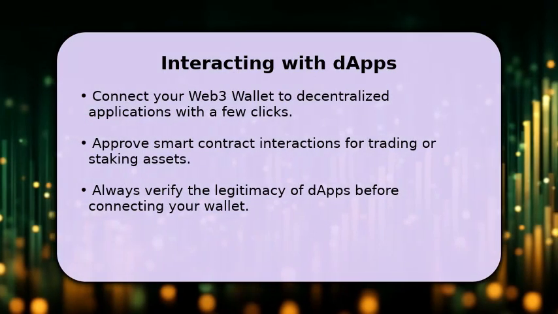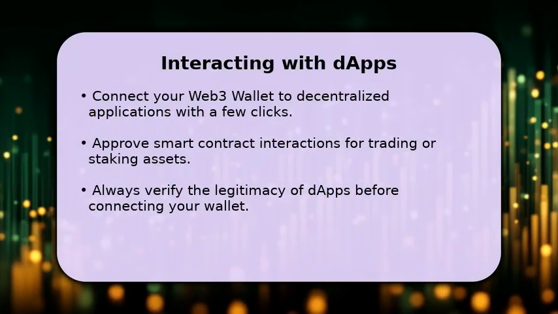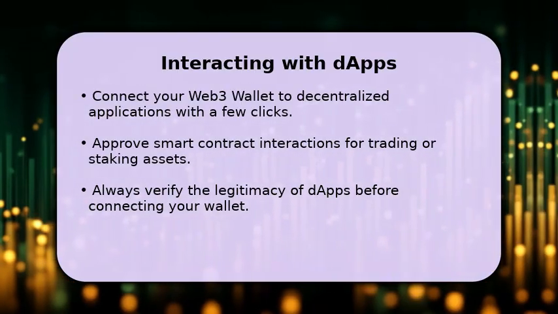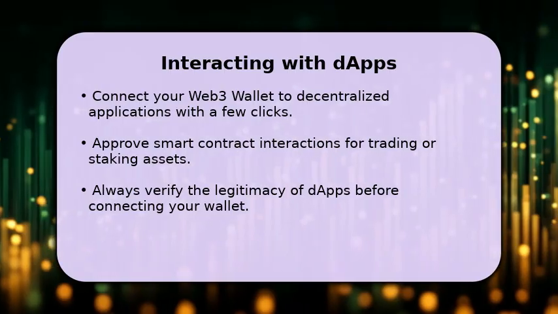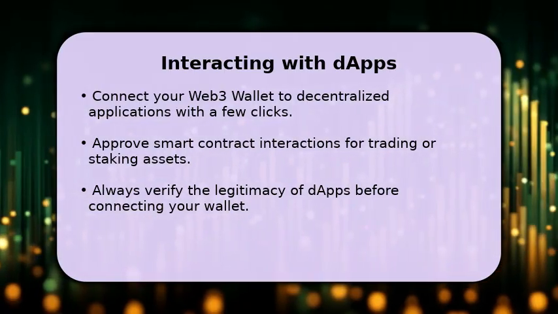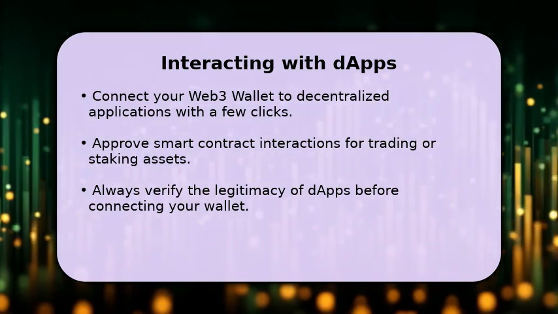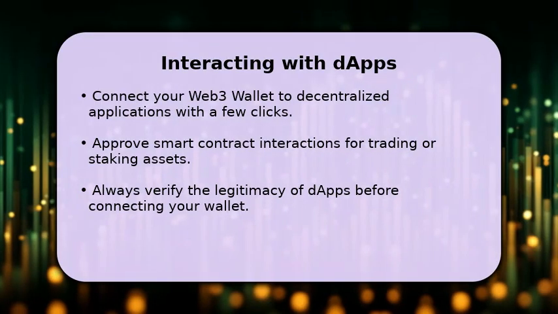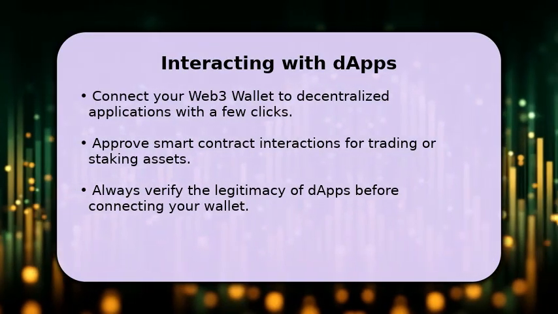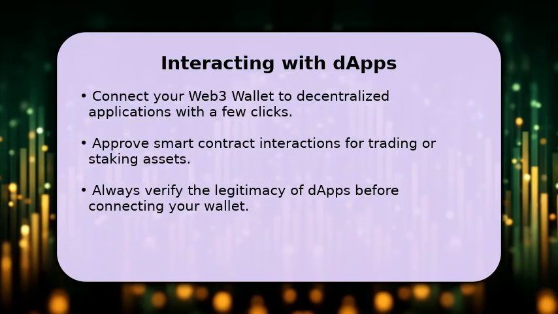The true power of your Web3 wallet lies in its ability to connect with decentralized applications, or dApps. Simply navigate to a dApp, click Connect Wallet, and select Coinbase Wallet. You'll then approve any smart contract interactions, like trading tokens or staking assets. Always exercise caution and verify the authenticity of any dApp before granting access to your wallet.